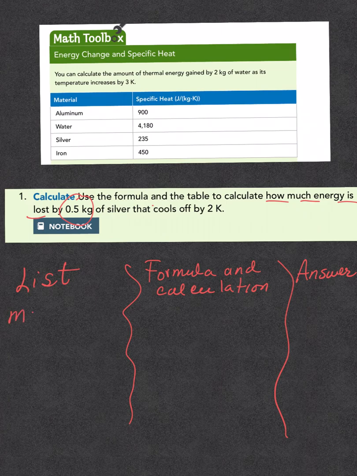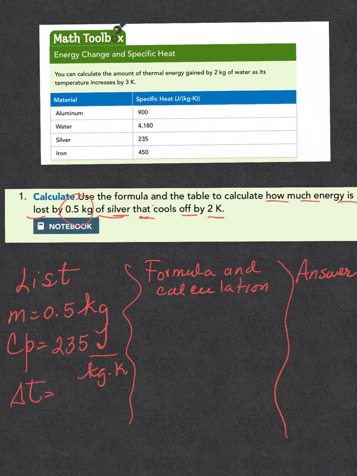Use the formula on the table to calculate how much energy is lost by 0.5 kilograms of silver. So I have the mass, 0.5 kilograms. Remember, that is the mass; if it's not expressed in kilograms, you have to convert. So what is the specific heat of silver? 235 joules per kilogram Kelvin. But that cools off by 2. So the difference in temperature, since it is cooling off, is negative 2 Kelvin.